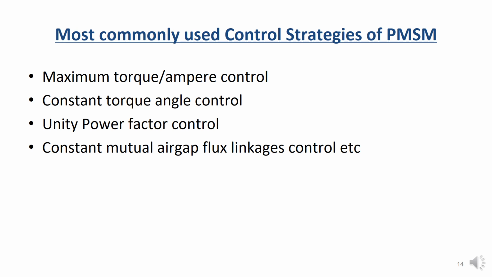The most commonly used control strategies of PMSMs are maximum torque per ampere control, constant torque angle control, unity power factor control, and constant mutual air gap flux linkage control. Out of these, the first one, the maximum torque per ampere control method, is the most commonly used.